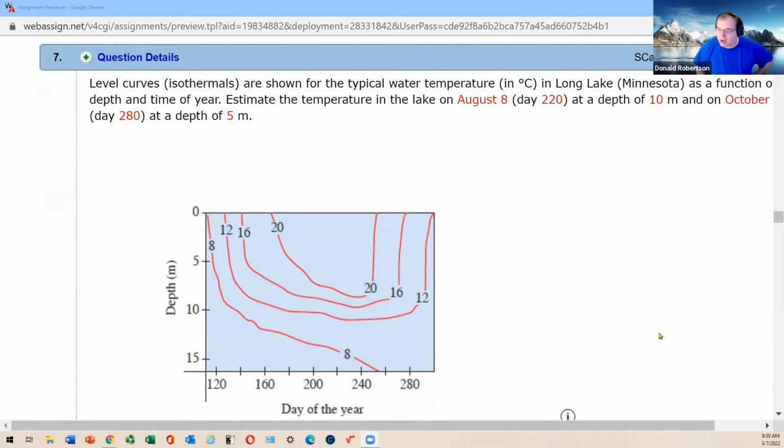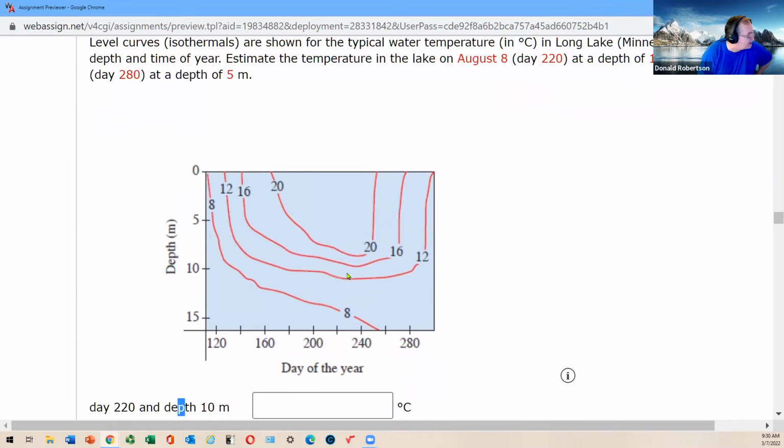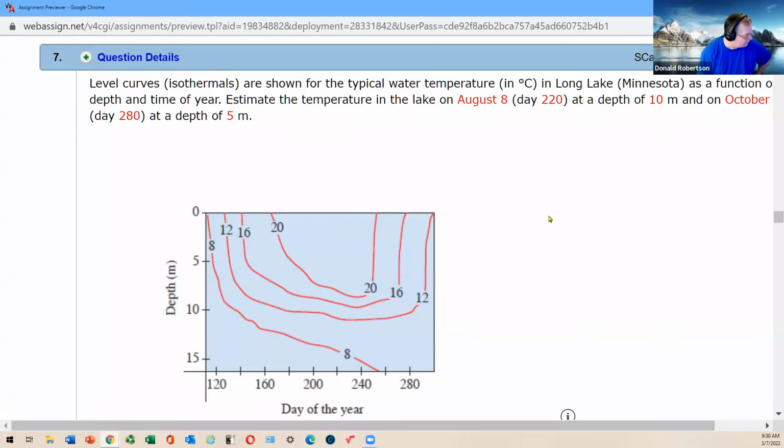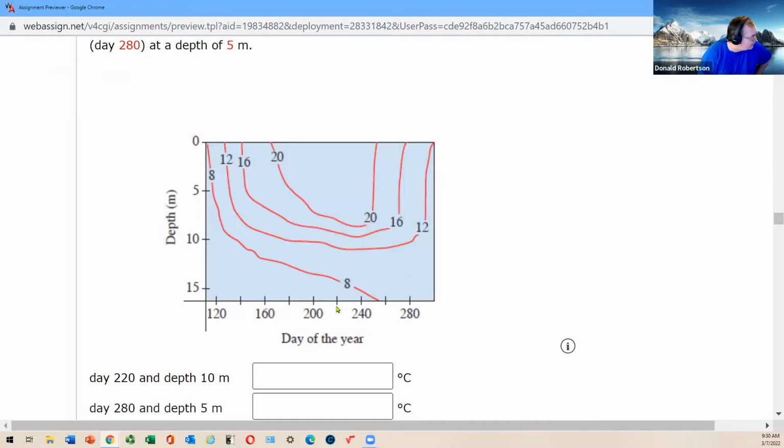Here is a piece of a map, essentially. The good news is that they're telling you the heights, which is great. And on this map, you're given a day and a depth, and the number of the contour is the temperature. Okay, so it's not a physical map, it's representing something. So if I do day 220, which is here, and I move up to depth 10, would you agree that I'm probably on the line that says 12? And so 12 degrees. Kind of works.